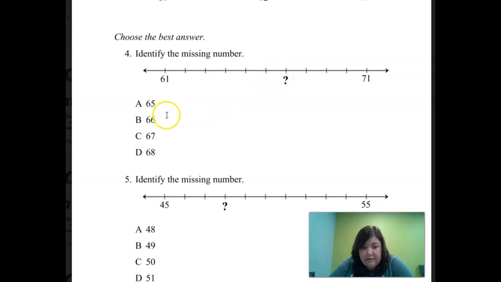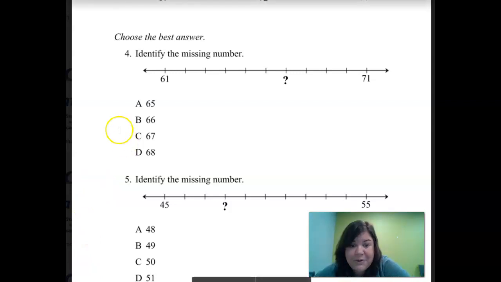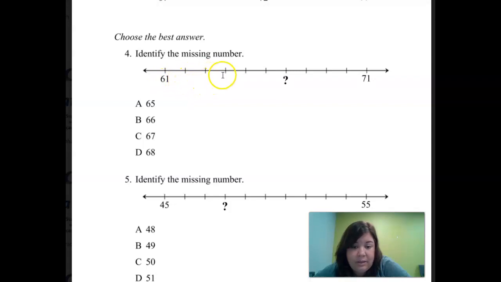So is that 65, 66, 67, 68? So take a second, pause the video, and find your answer and write A, B, C, or D down on your whiteboard. Let's count these together. 61, then we go 62, 63, 64, 65, 66, 67. Is that one of our answers? Yes, that's C. Did you get C? If you didn't, you just need to practice counting those higher numbers, okay?